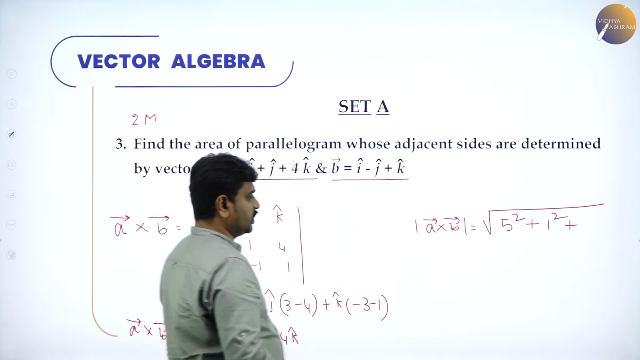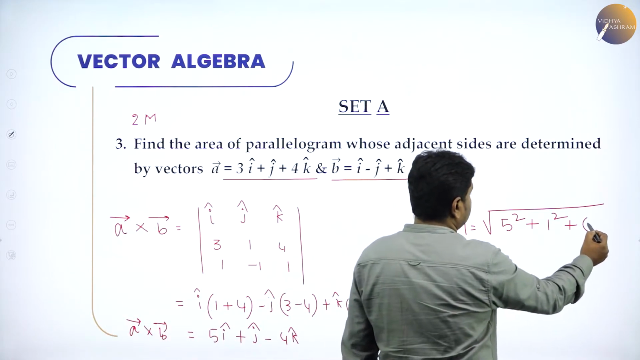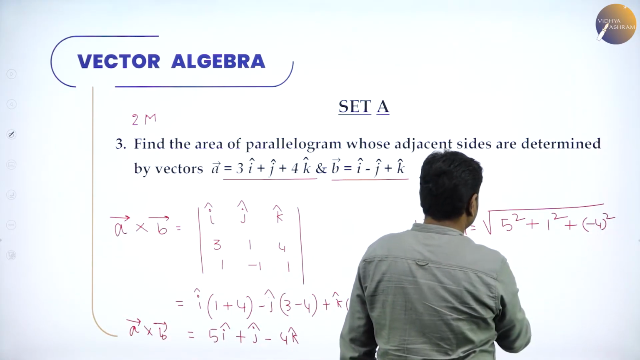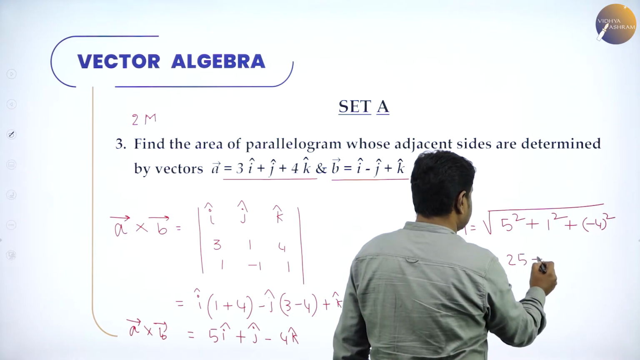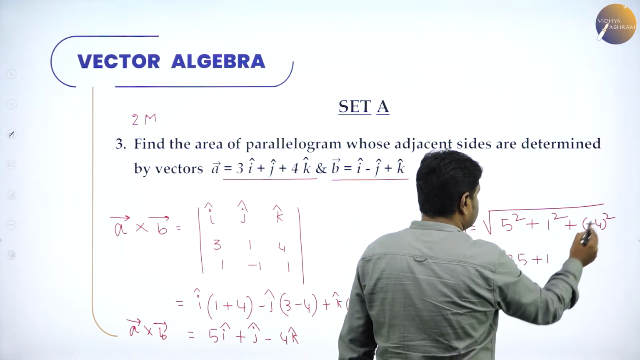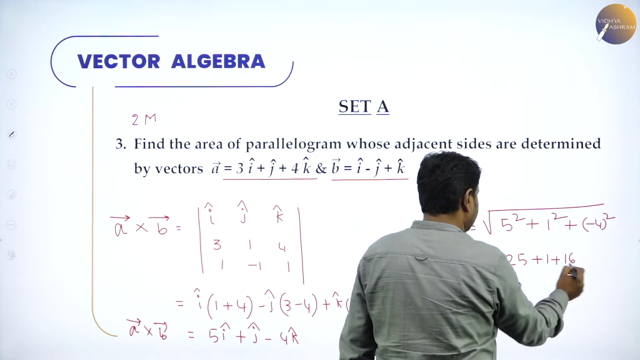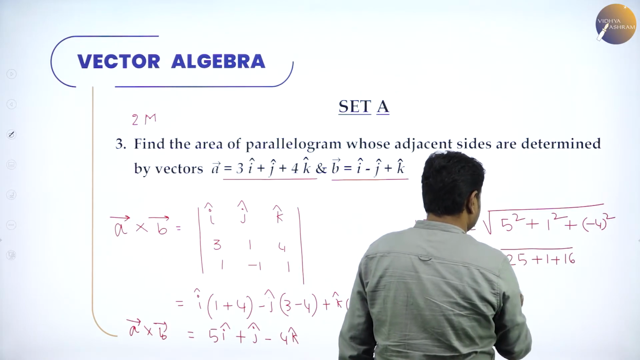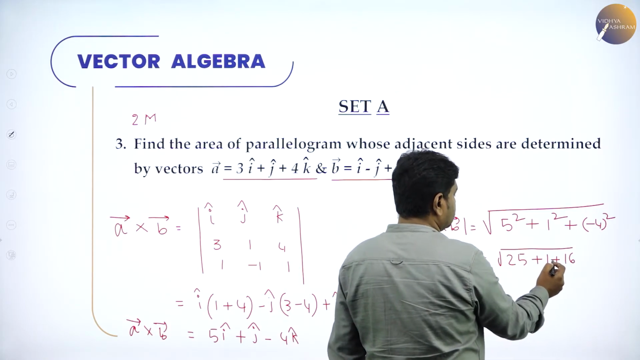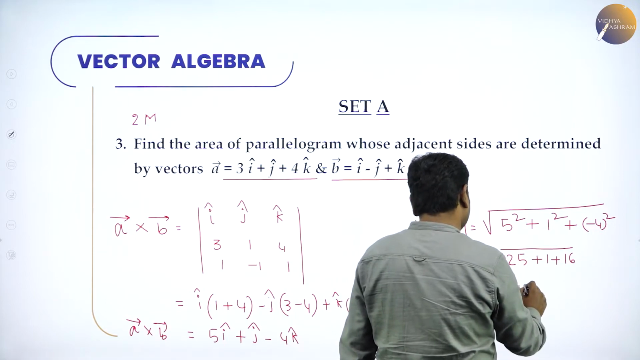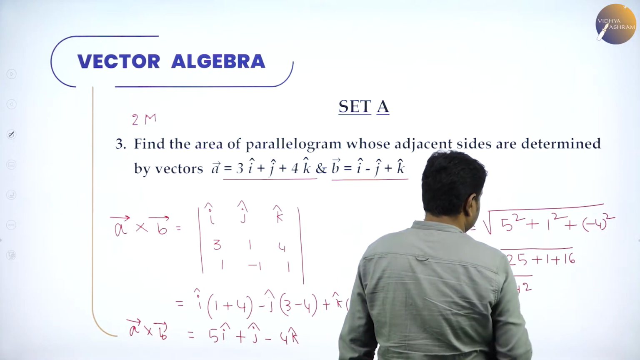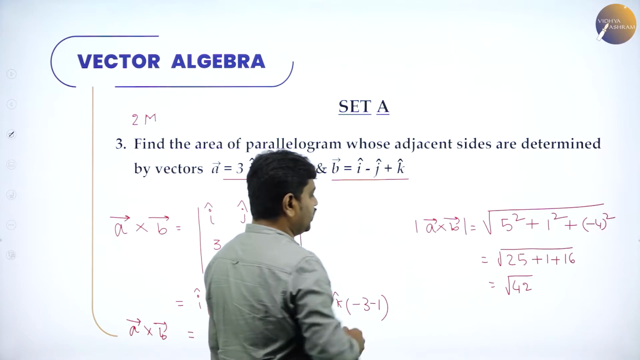Minus 4, the whole square. Simplify this: 25 plus 1 minus the whole square, plus root 4 squared is 16. So that will become 26, 36, 42. Root 42. So now you have the magnitude of A cross B.